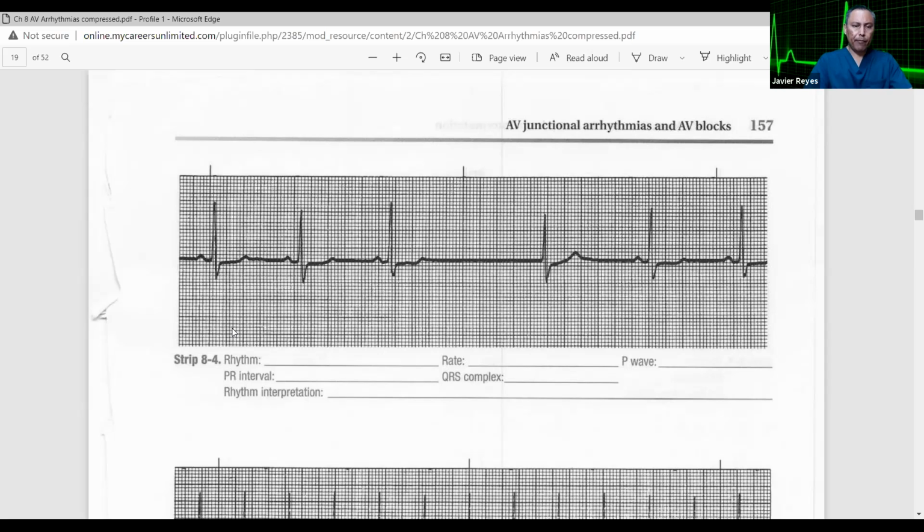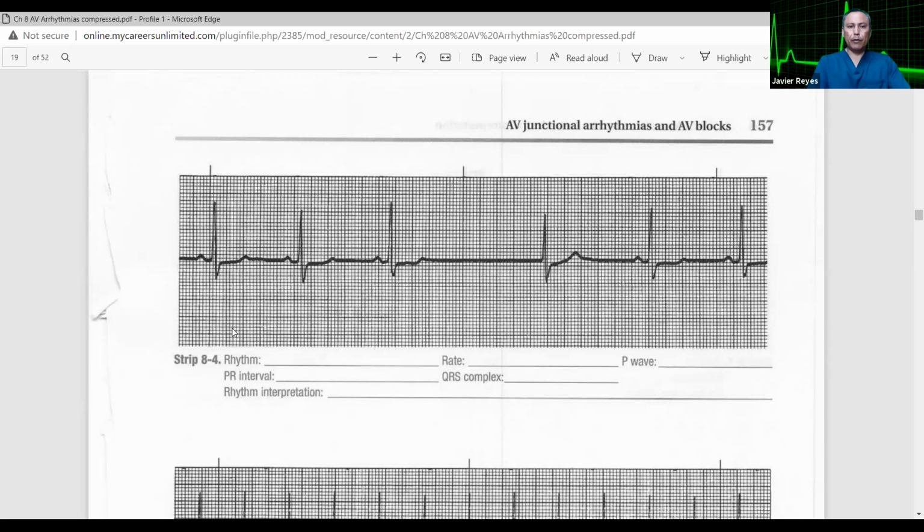So what does that make it? Any heart rate below 60 makes it a what? Bradycardia. Correct. Very good. So the rate is 50. It's a bradycardia. QRS complex, how do they look? Is it between 1.5 and 3 squares? 3 little squares? They look pretty normal, right? Yeah. Okay.